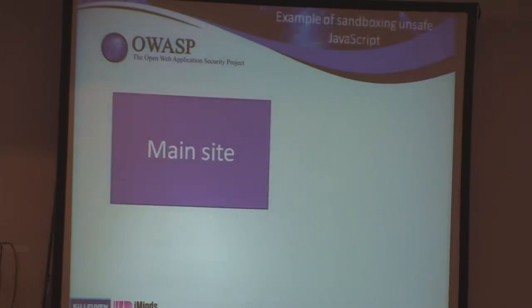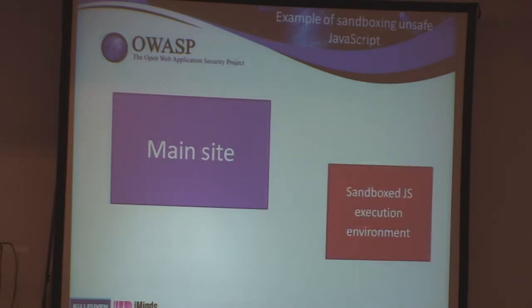Now let's look at the architecture itself. The architecture starts with your main site. This is the site you want to protect on the client side. So we're all operating here on the client side. This is the origin, your original frame that you're seeing in your browser. What you will do in this architecture is set up a separate iframe that is sandboxed, which means that all the unsafe executions will continue in here.